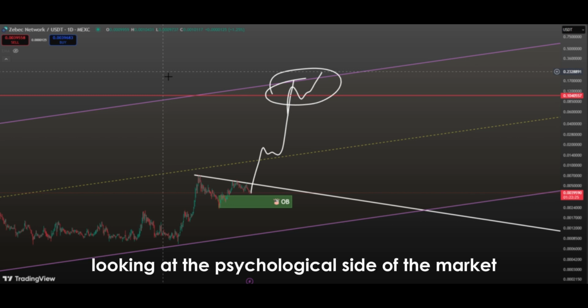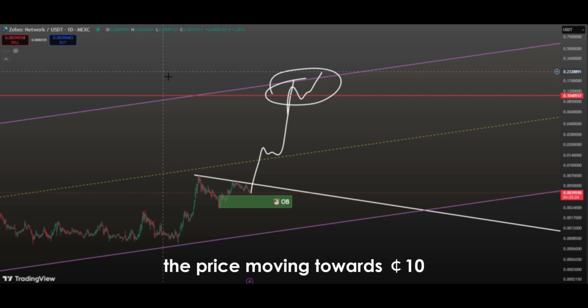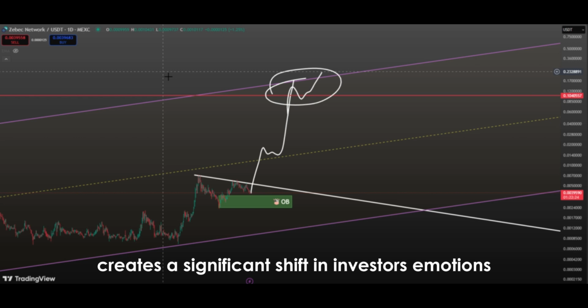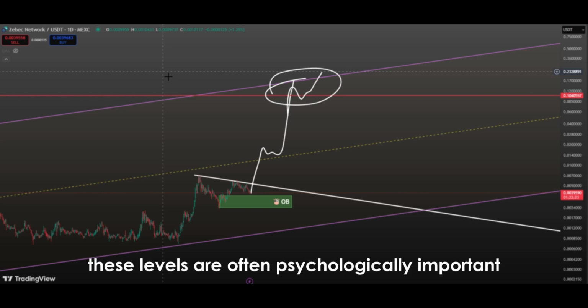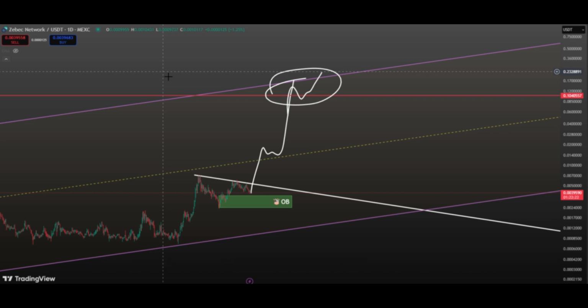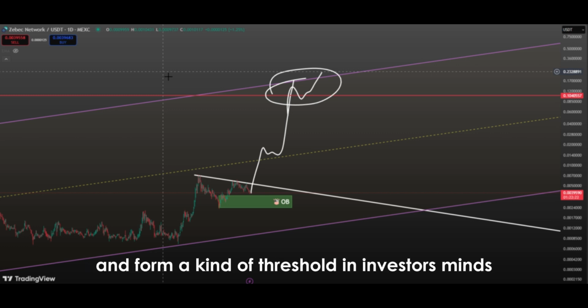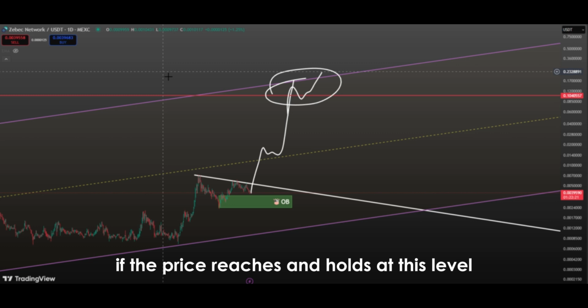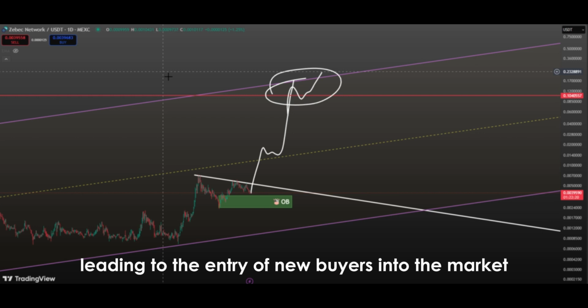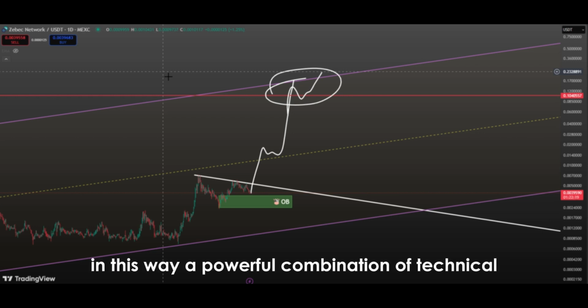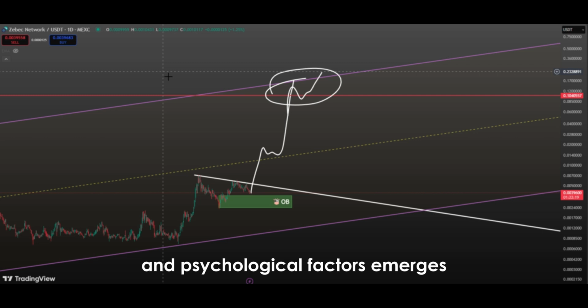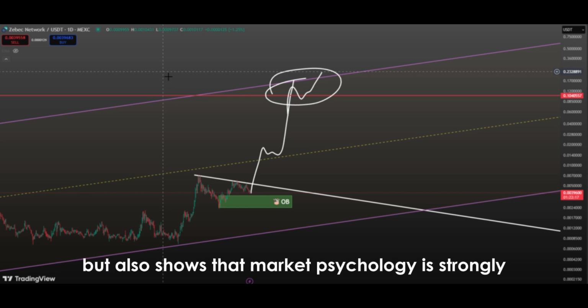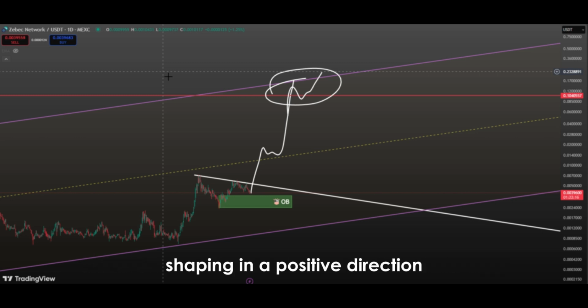Looking at the psychological side of the market, the price moving towards 10 cents creates a significant shift in investors' emotions. These levels are often psychologically important round numbers and form a kind of threshold in investors' minds. If the price reaches and holds at this level, investor confidence increases further, leading to the entry of new buyers into the market. In this way, a powerful combination of technical and psychological factors emerges. In other words, the move towards 10 cents is not just a technical channel movement, but also shows that market psychology is strongly shaping in a positive direction.